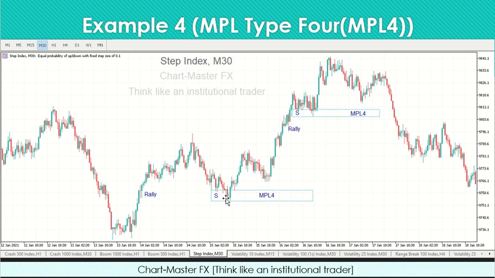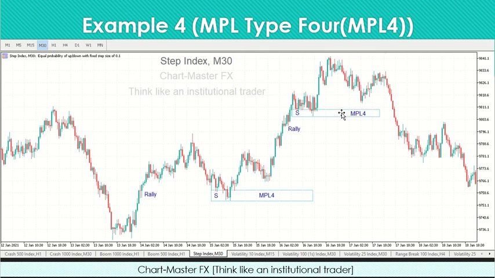That's the first example. In the second example, you can see we have a rally, then we have the support there, and the support is engulfed. Then we have a lower low, then we can draw our MPL. So basically, guys, this is how you can spot these things on the live market.